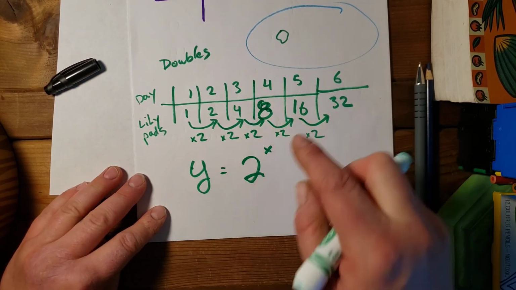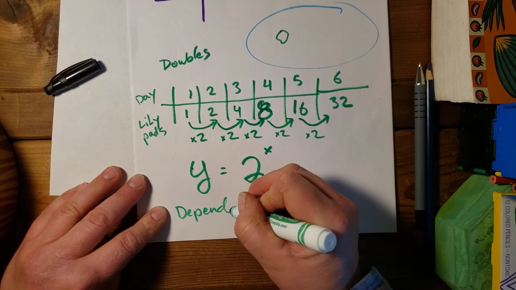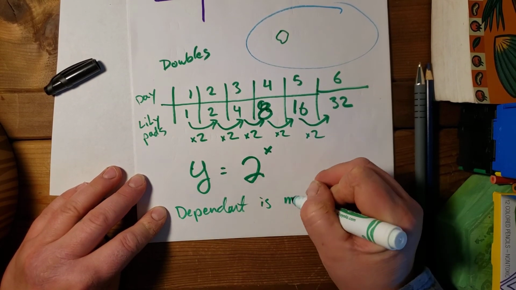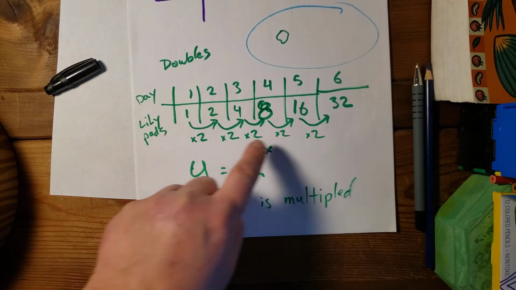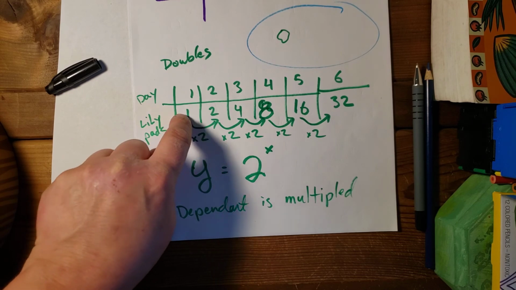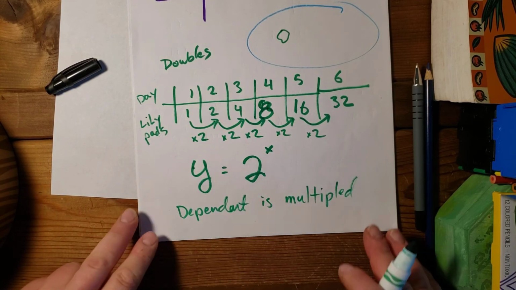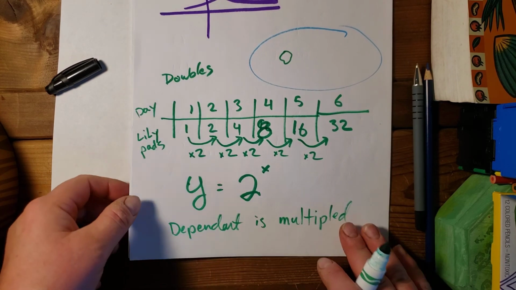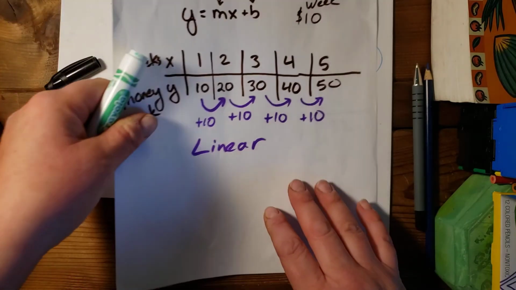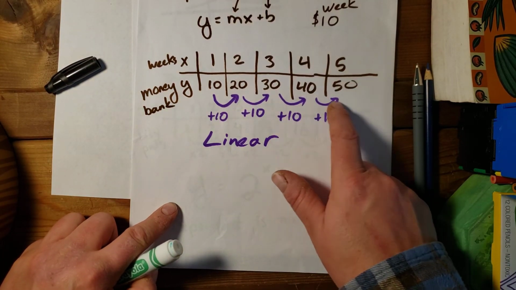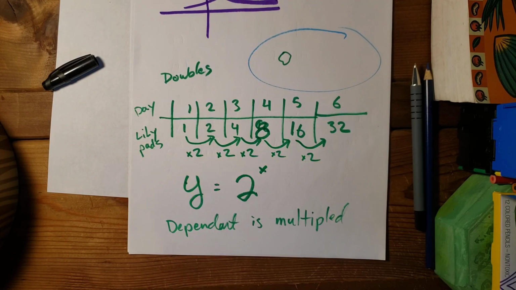So in a table, the dependent is multiplied. And sometimes you have to follow it out long enough, because right here you could have said, well, it's 1 plus 1, but plus 1 doesn't work for the next one. So this is how you identify the difference between linear and exponential. When it's linear, again, I'll remind you, each of those is added. When it's exponential, each of those is multiplied.